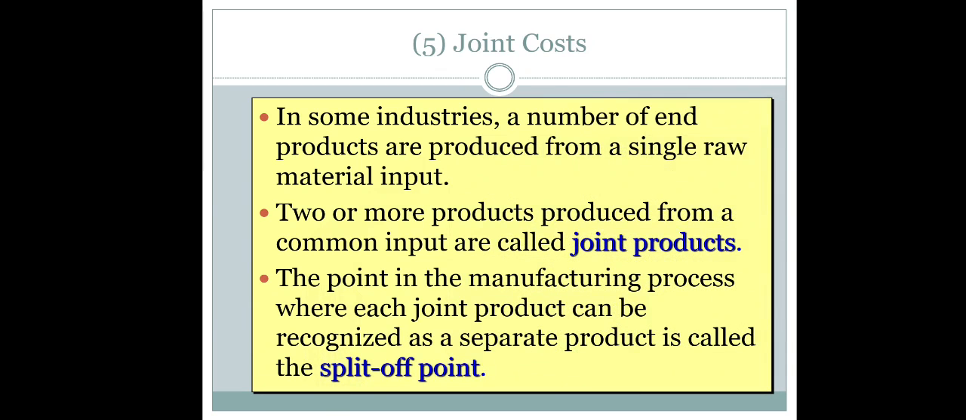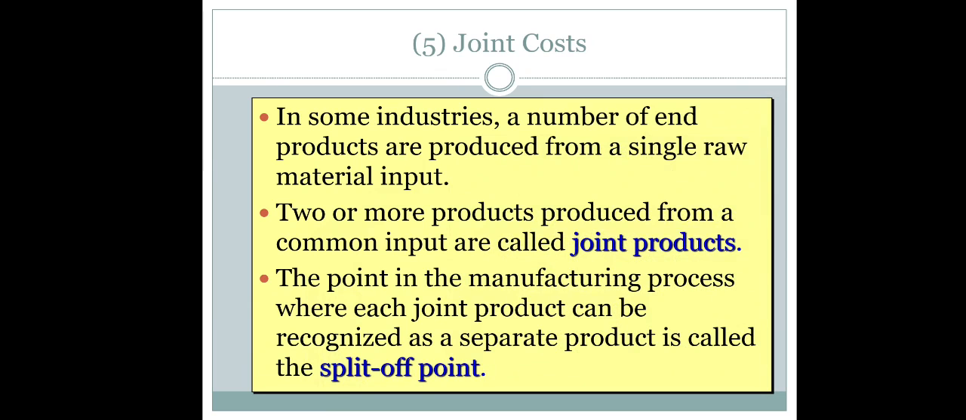Okay, this is decision number 5. Joint costs. Joint cost is something like this. In some industries, a number of end products are produced from a single raw material input. Two or more products produced from a common input are called joint products. The point in the manufacturing process where each joint product can be recognized as a separate product is called the split off point.